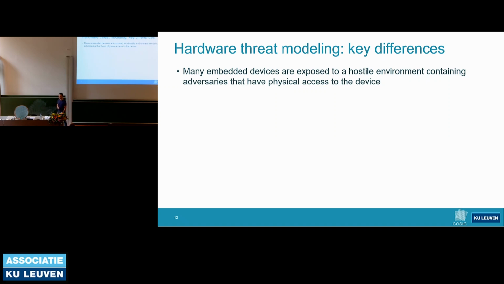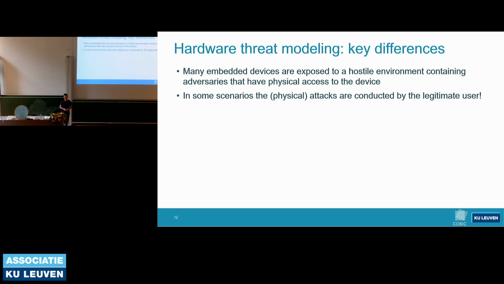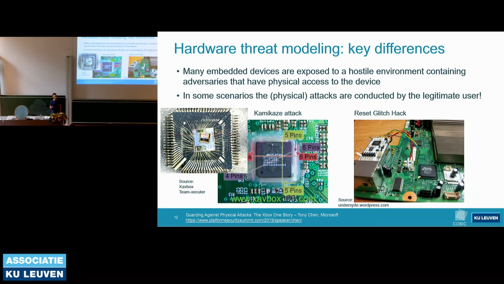Now, one thing to keep in mind if we're talking about hardware security and embedded devices is that these devices are naturally always exposed to a hostile environment where there are constantly adversaries that have physical access to the device. And in some cases, the attacker is the legitimate owner of the device. And that, of course, makes it more difficult to protect against this attacker. Most famous examples come from the gaming industry, where gaming consoles have been physically attacked for many years, and that makes them some of the more secure devices out there today.